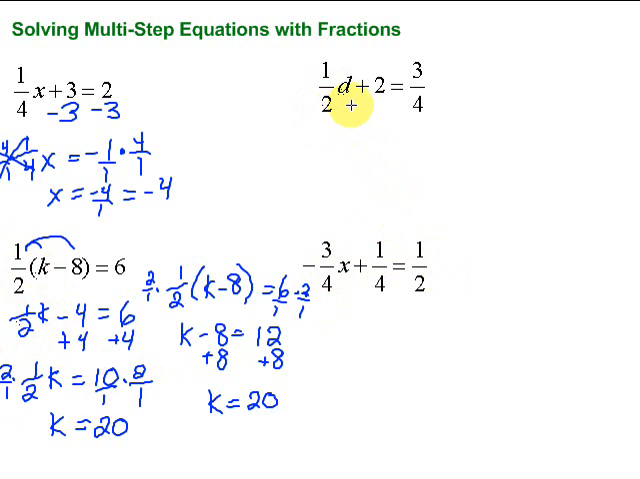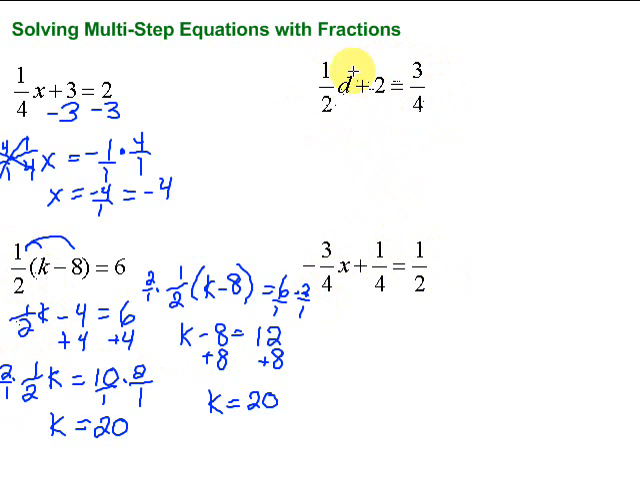Let's go up here. 1/2 d plus 2 equals 3/4. That's a lot of fractions going on, and if I got rid of this plus 2, I would subtract 2, and then I get 3/4 minus 2. Yuck. I have to work with those fractions. I don't want to do that. Let's get rid of all the fractions from this problem.